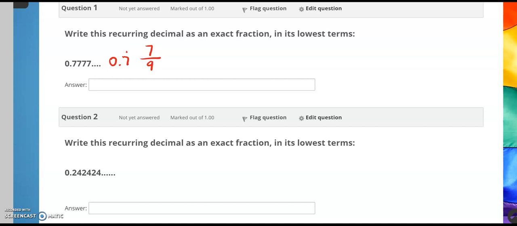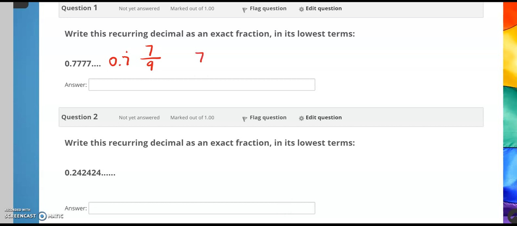So if we had 0.333, for example, or 0.3 recurring, we'd have 3 out of 9. If it's 0.4 recurring, we'd have 4 out of 9. So with the one-digit numbers, we would have a 9 at the bottom. But why does this happen?